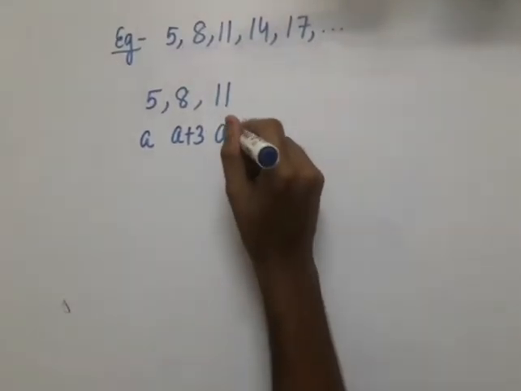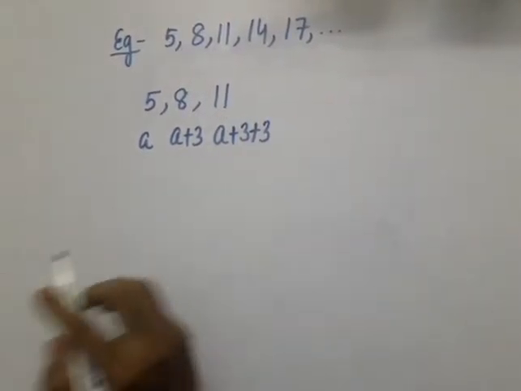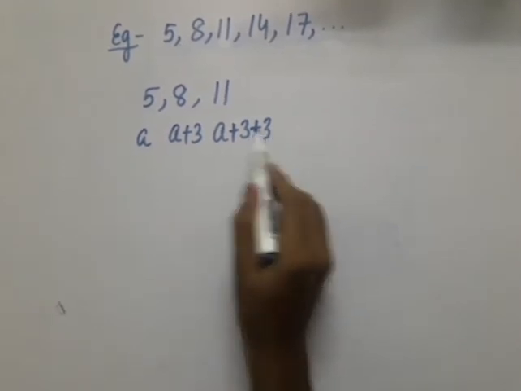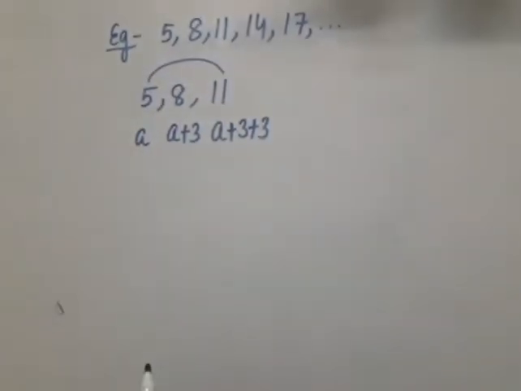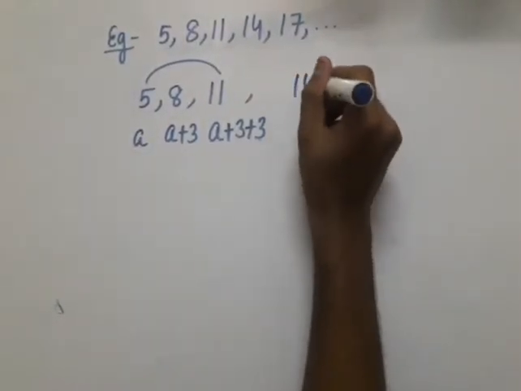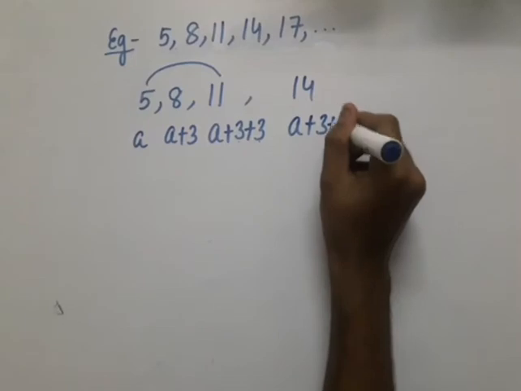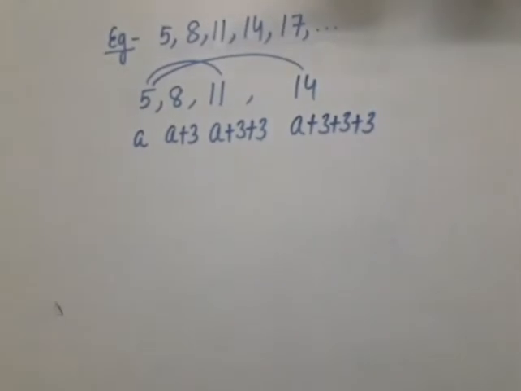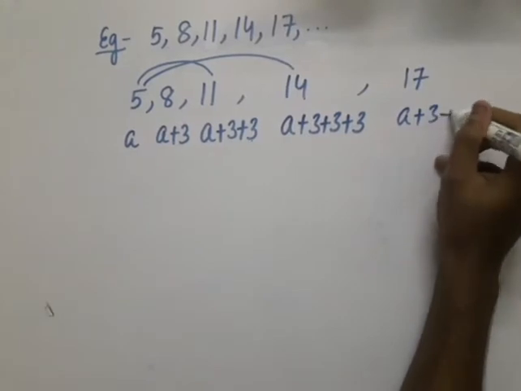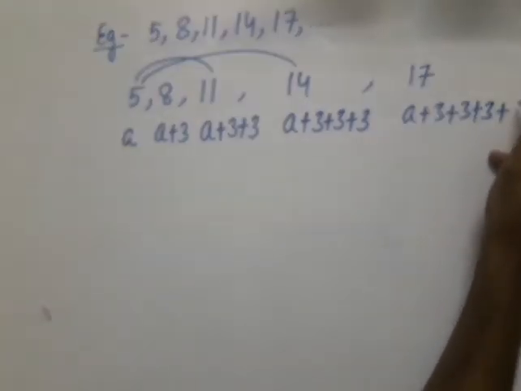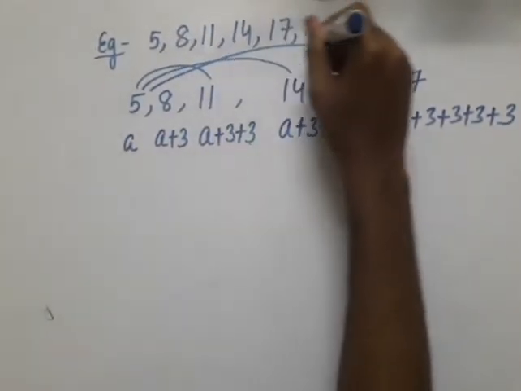But here, observe that we are adding A plus 3 plus 3, because we are adding 3 twice to 5, so that we can get 11. Similarly, we can write for 14 that A plus 3 plus 3 plus 3. We are adding thrice. Next, we can write 17 as A plus 3 plus 3 plus 3 plus 3. We are adding 4 times.